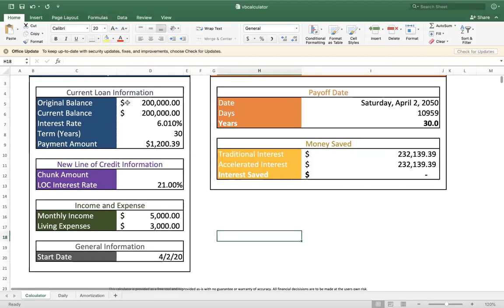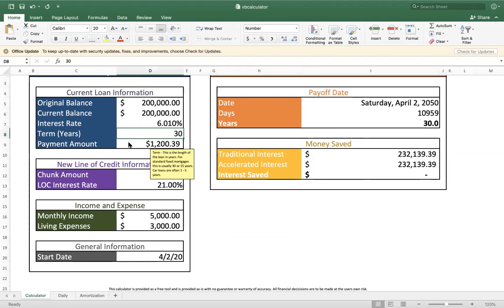We have an example of a home costing $200,000. Obviously here in Southern California, this is not reflecting our real estate prices, but for the sake of this example, we're going to use these numbers, and we'll be able to use your numbers when we give you access to this calculator. The original balance of this new home purchase is $200,000. The current balance is $200,000. We're going to use a high interest rate of 6%, which we know we can get better than. The term is 30 years. The payment amount, principal and interest only, would be $1,200.39 for this loan.